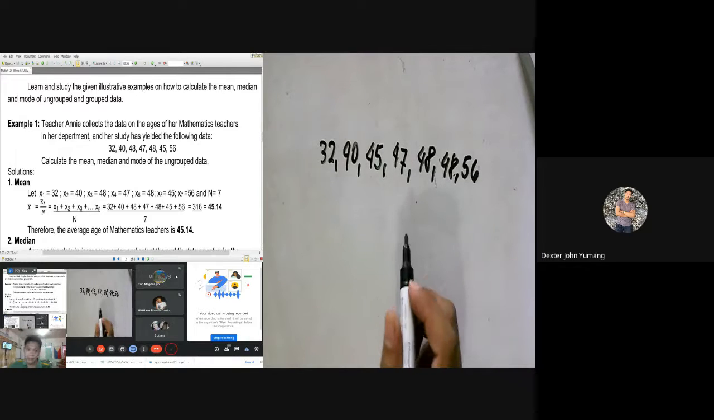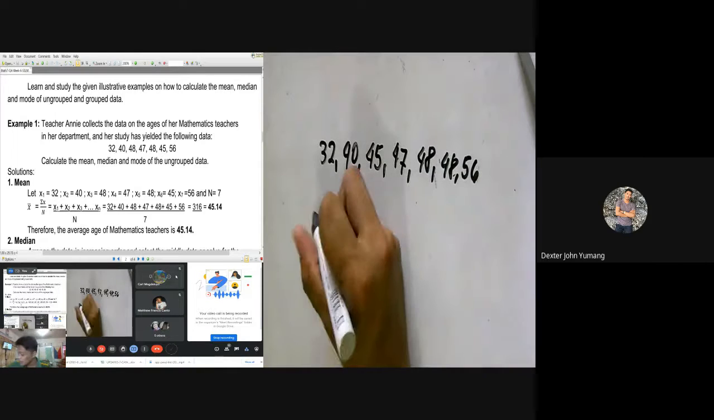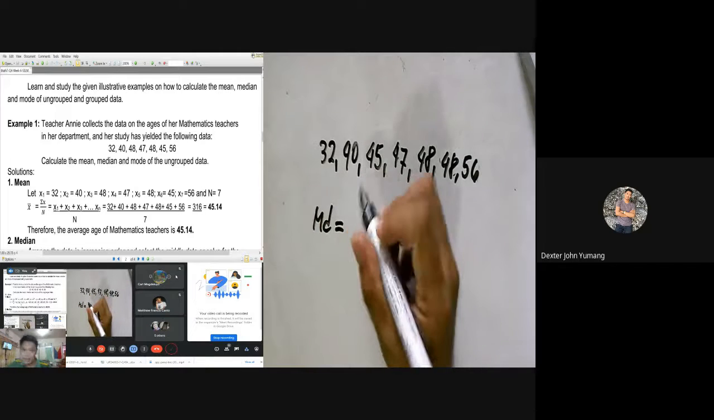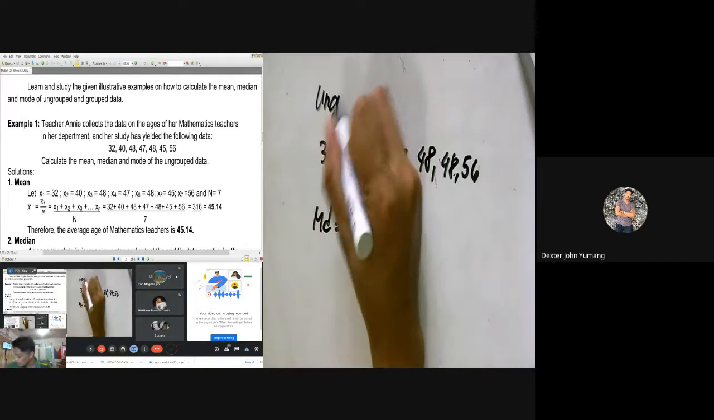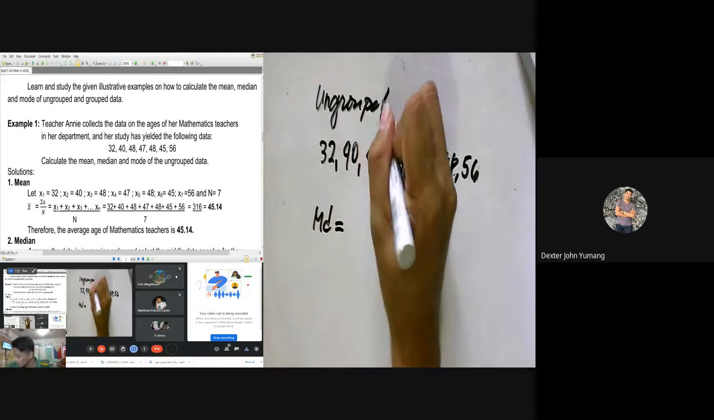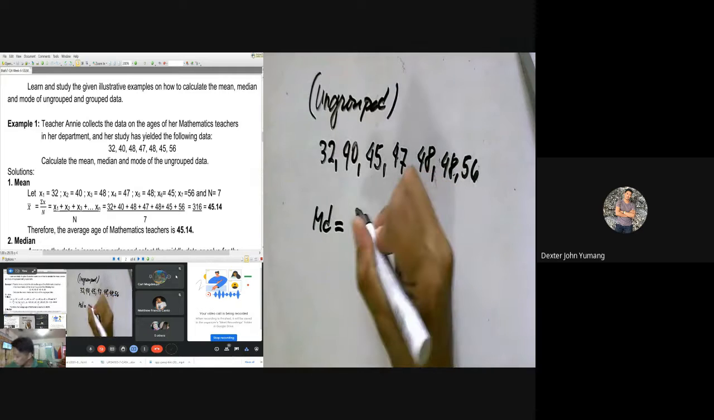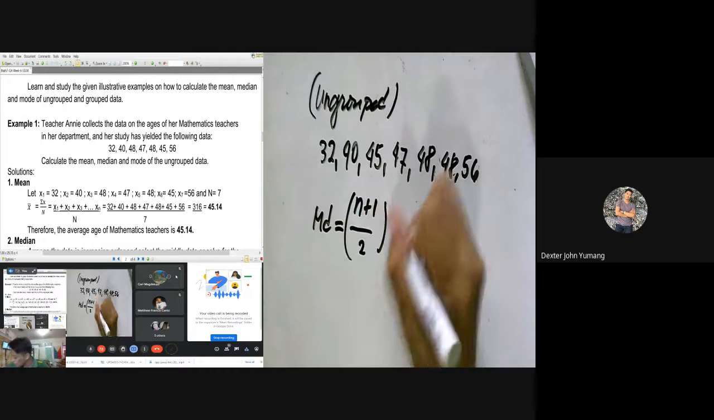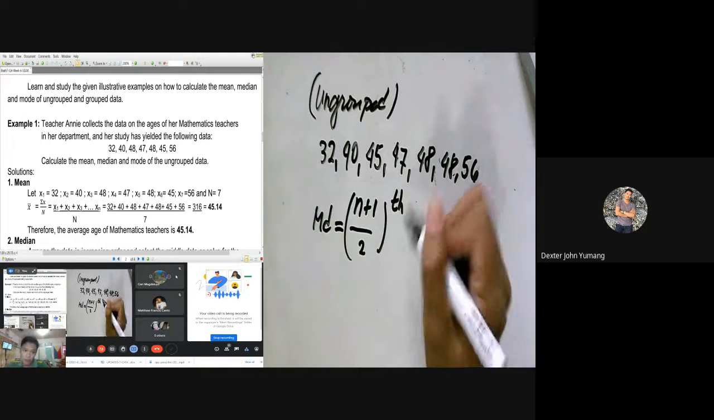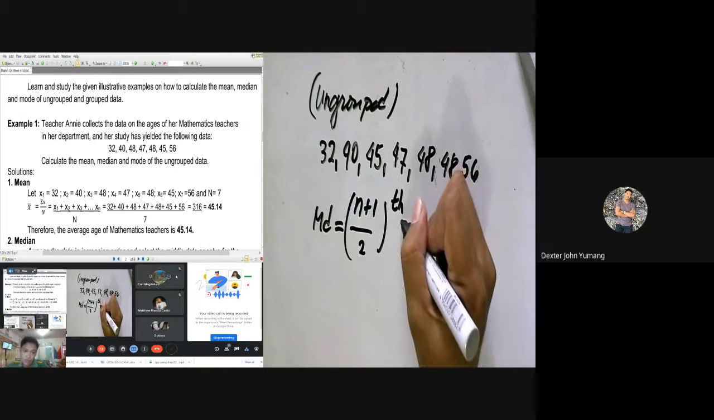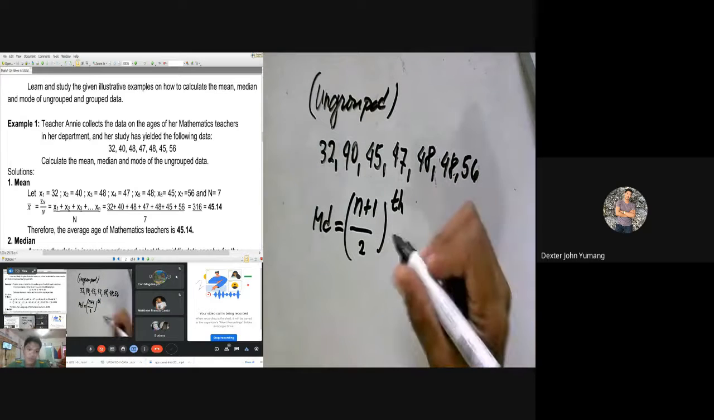Okay, next. The next thing to do is we are going to use the formula. The median or MD is equal to, take note ha, nasa ungrouped data tayo class. Ungrouped. Ibig sabihin, wala po siyang kagrupo. Individualized po siya. Median is equal to (n plus 1) divided by 2 raised to the th power, or the position. First, second, third, fourth, fifth. Yan po ibig sabihin yan.